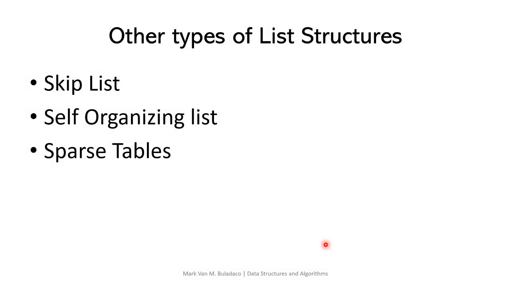So there are other types of list structures: skip lists, self-organizing lists, and sparse tables. We'll be discussing these in a different video.